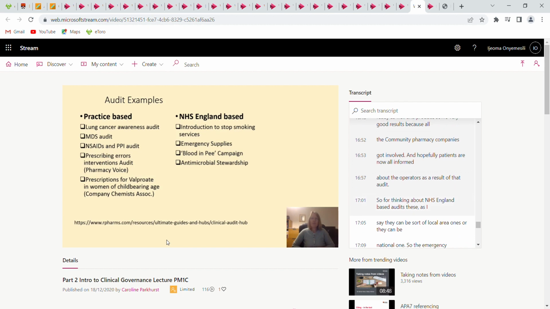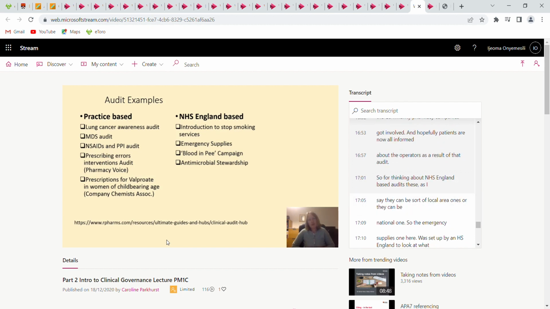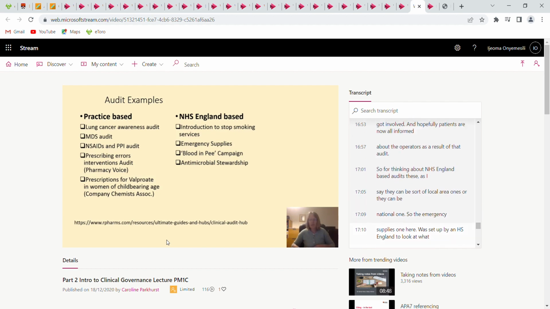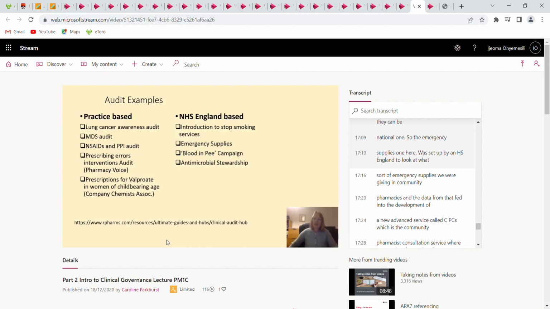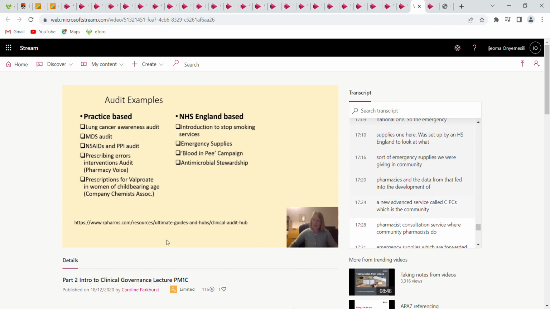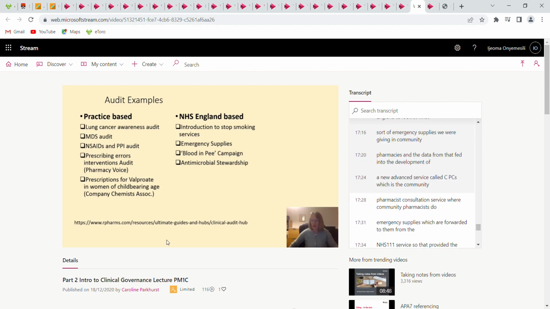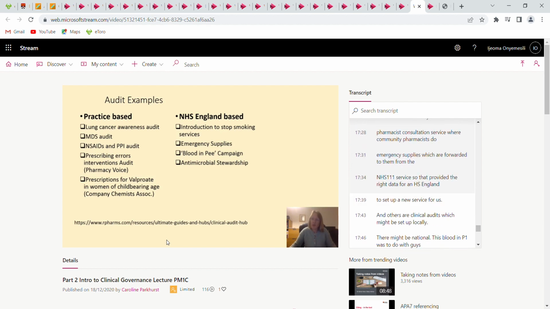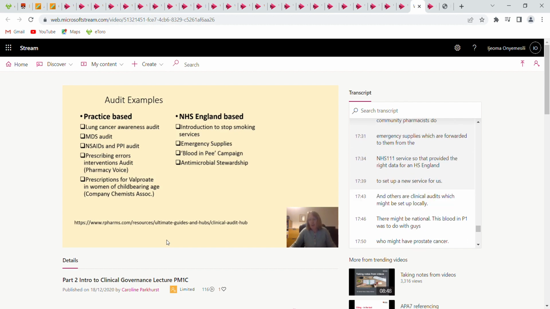So for thinking about NHS England based audits, as I say, they can be local area ones or they can be national ones. The emergency supplies one here was set up by NHS England to look at what sort of emergency supplies we were giving in community pharmacies, and the data from that fed into the development of a new advanced service called CPCS, the Community Pharmacist Consultation Service, where community pharmacists do emergency supplies which are forwarded to them from the NHS 111 service. So that provided the right data for NHS England to set up a new service for us.